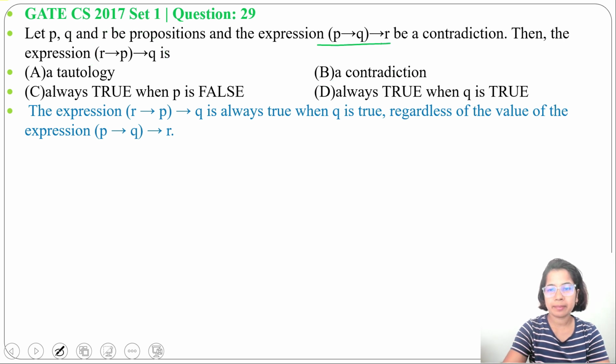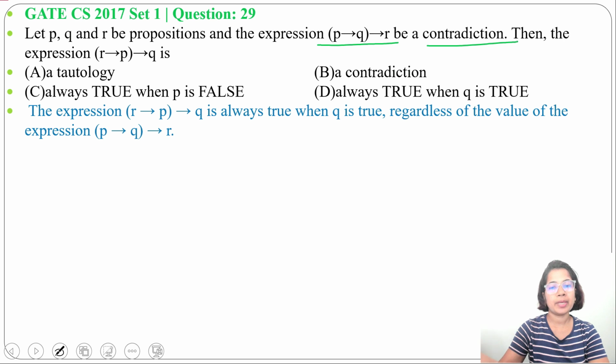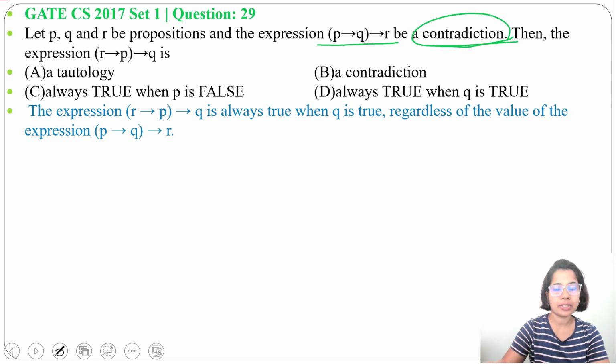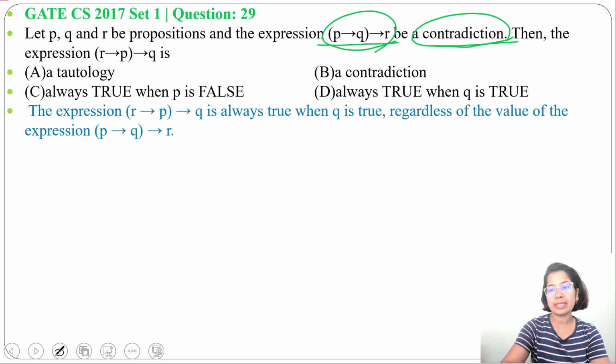Let's check this expression. Here it's given P implies Q, whole implies R is a contradiction. Contradiction means it should be always false. Tautology means it should be always true. Contingency means it's a mix of true and false. Here it's given as contradiction. This is wrong. It should have been given that it's false. It cannot be a contradiction, because contradiction means always false. It's not always false. You can say it's a contingency, a mix of true and false.